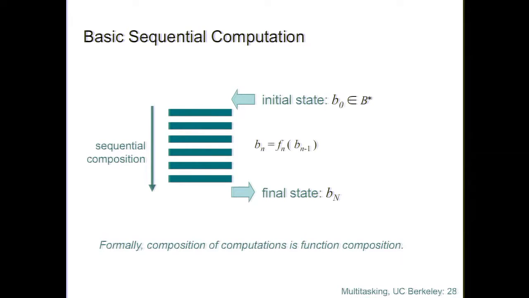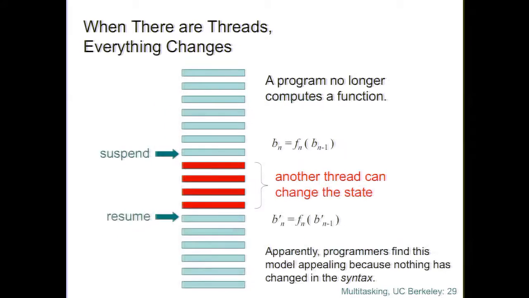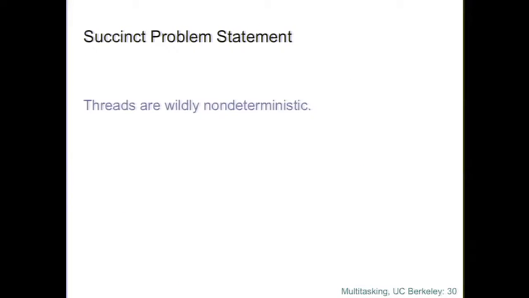Start with the initial state of the machine, proceed through a sequence of state transformations, end up in a final state. But if you have threads, function composition doesn't work anymore. You have a state when you got suspended, but a new state when you resume, and there's now no useful formal model for the behavior of this process. So we've not only taken a beautifully simple, elegant, powerful formal model and weakened it, we've utterly destroyed it. We've eliminated it altogether, which is a pretty big loss.